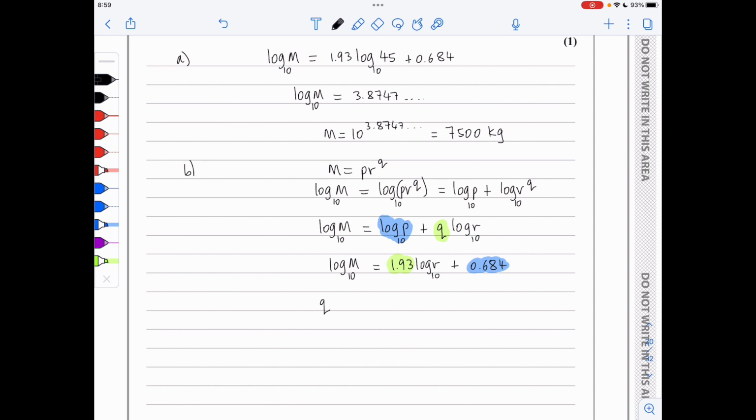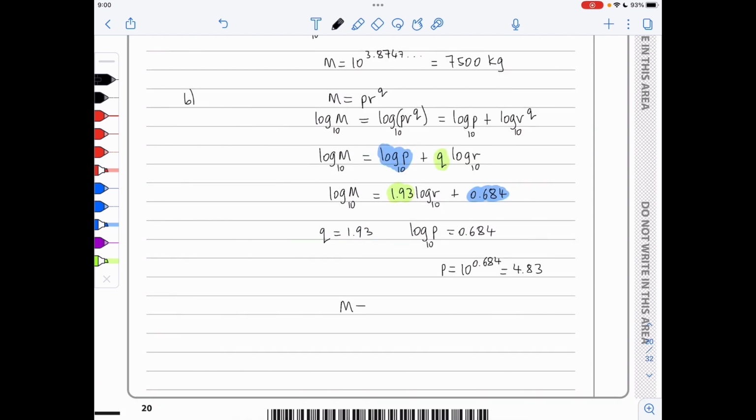So there it is, Q is 1.93, log of P base 10 is 0.684, and therefore we get that P is 10 to the 0.684, which gives an answer of 4.83. So the model is capital M is 4.83 R to the 1.93.